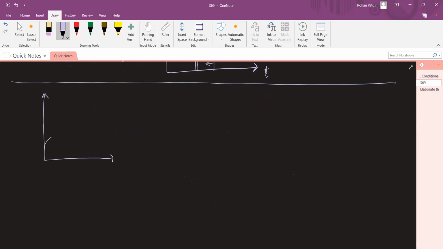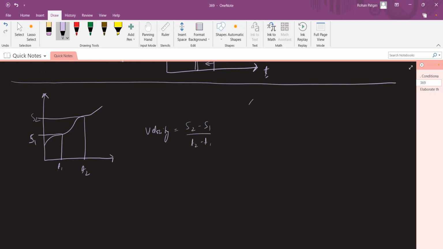Suppose this is the line, and we are trying to find the velocity between time t1 and time t2, where it has distance. Suppose we denote distance by s1 and s2. So velocity is equal to rise over run. Again, the formula of rise over run: (s2 minus s1) over (t2 minus t1).